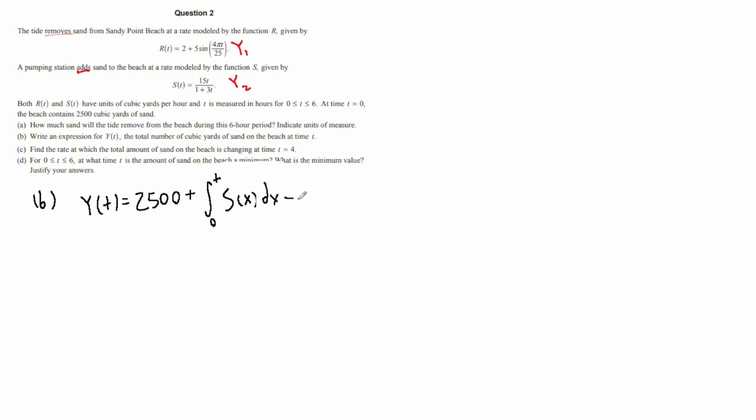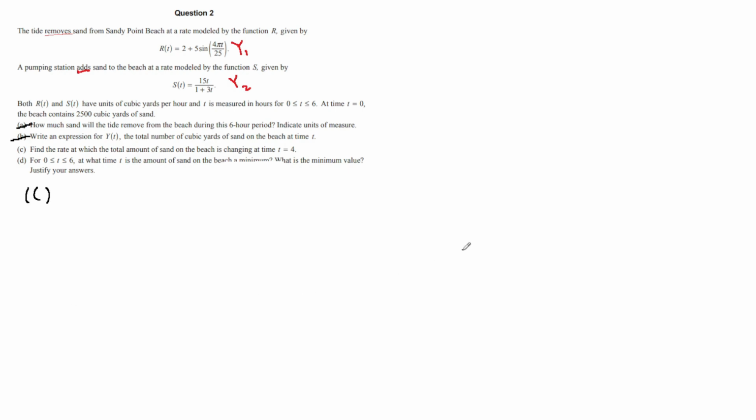And then we're going to be subtracting the integral from 0 to t of r of x with respect to x, because what this integral represents is the total amount of sand removed. So we're going to have the initial value plus the amount of sand added minus the amount of sand removed. So this is going to be our final equation. Okay, now we can try part C.